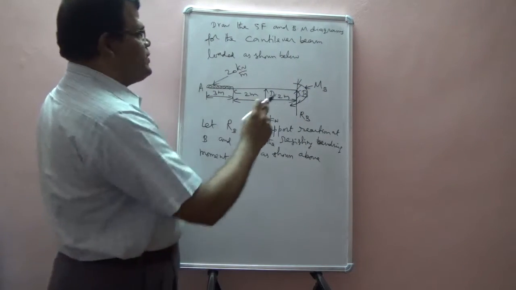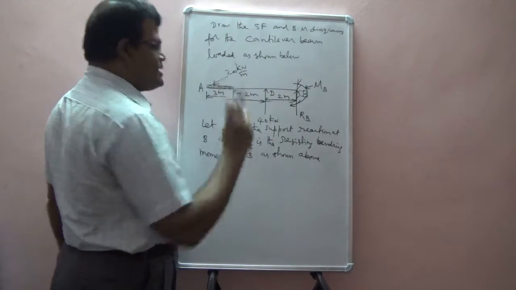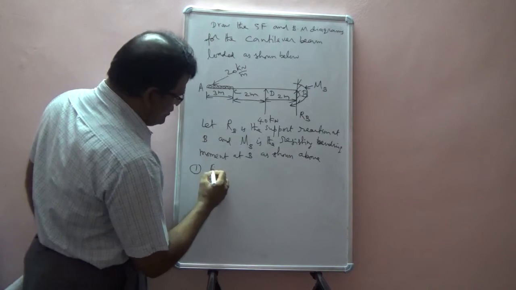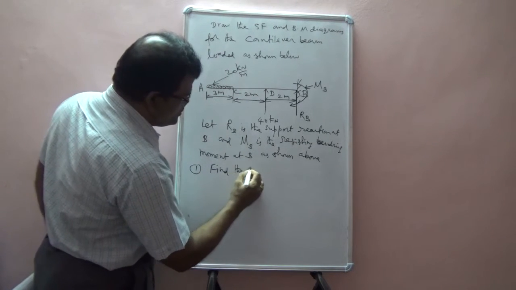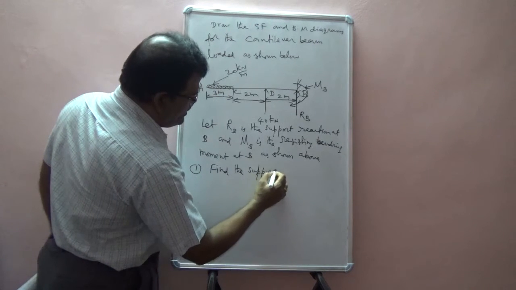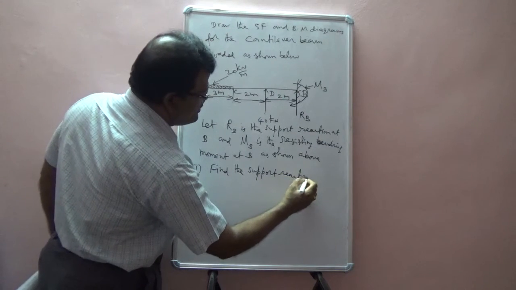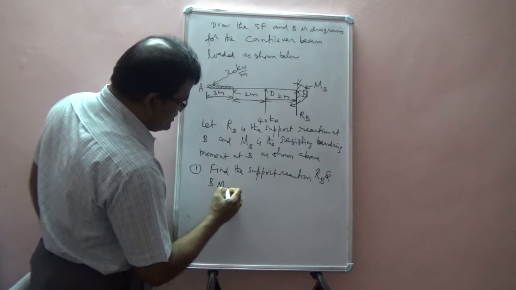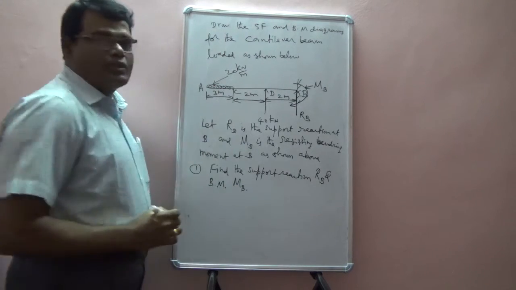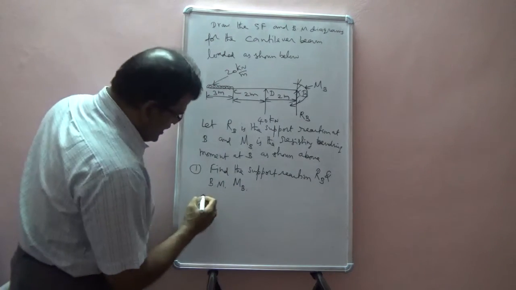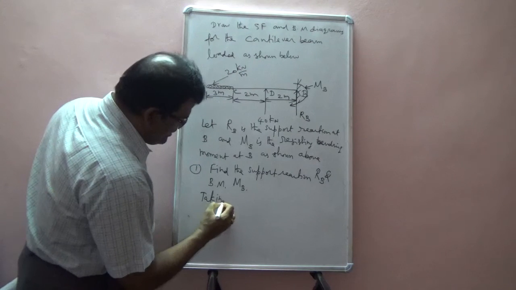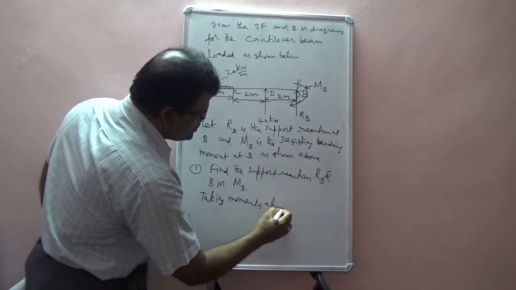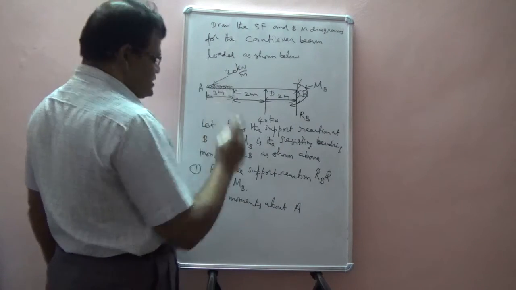So first step, let us find out what is the support reaction, what is the bending moment. So first step, I am going to find the support reaction RB and bending moment M suffix B. Okay. So for that I am taking moments about A. So I am taking moments about A.